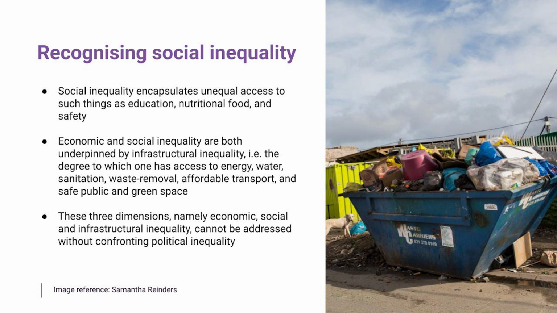And this speaks to unequal access to education, health, nutritious food, and of course, safety. Both economic and social inequality are underpinned by infrastructural inequality. In other words, the degree to which you have access to energy, water, sanitation, waste services, affordable transport, and safe public and green space. These three dimensions, economic, social, and infrastructural inequality, are not addressed unless political inequality is confronted. That means the urban poor, those at the receiving end of inequality, find their voice. And in cultural terms, they express their right to have a place in the city, to express that they want to be part of the city.